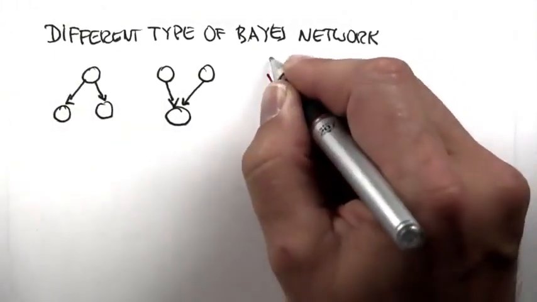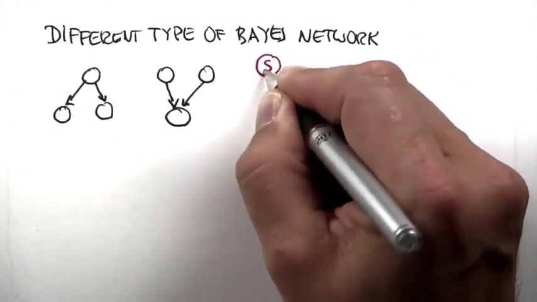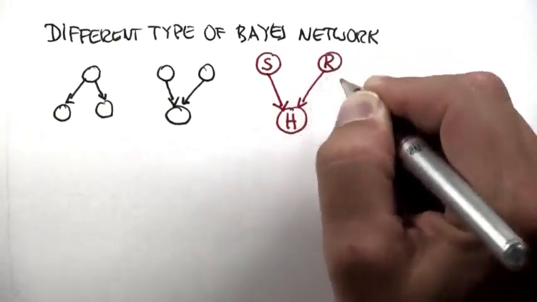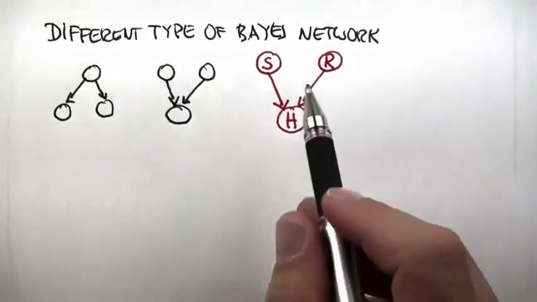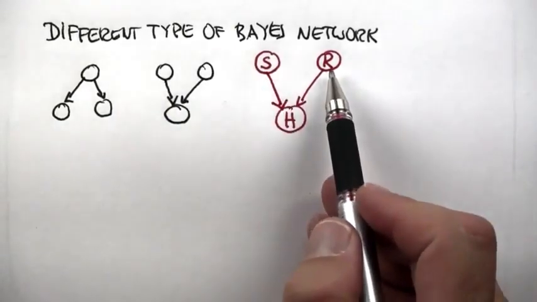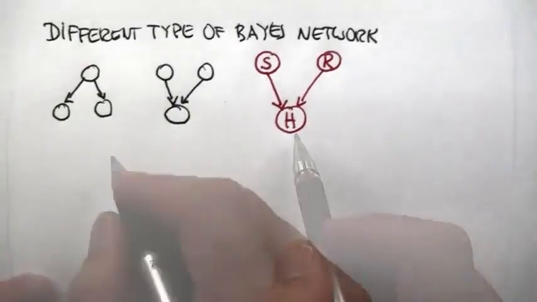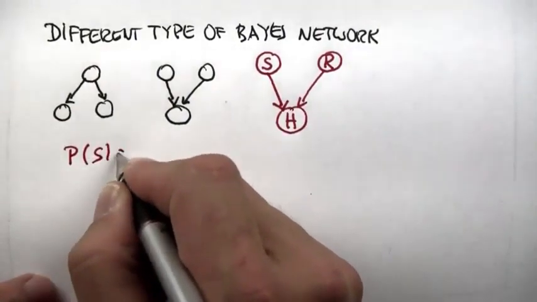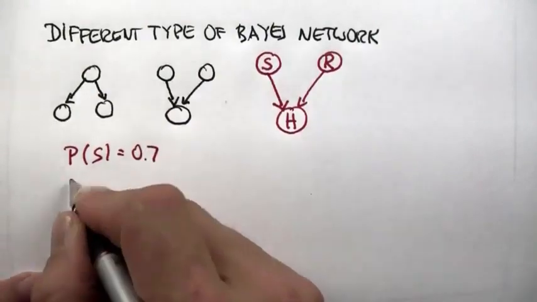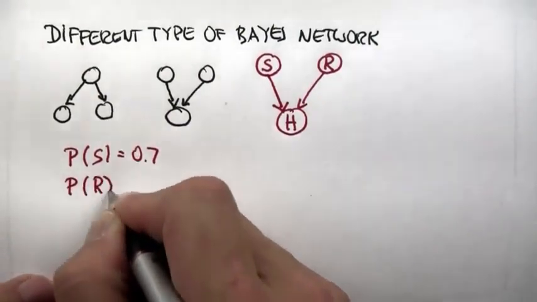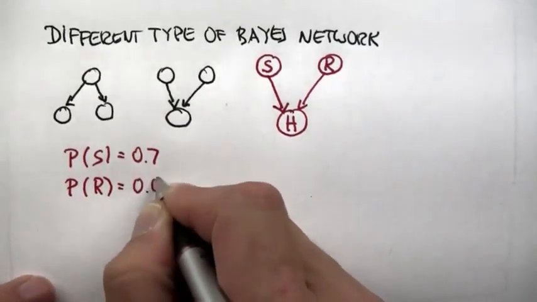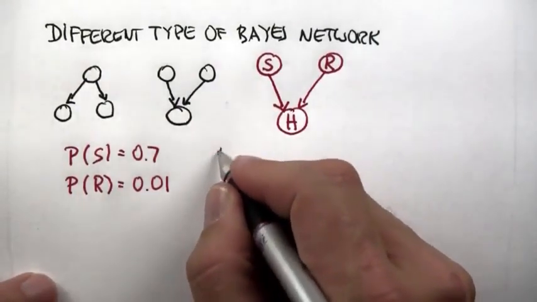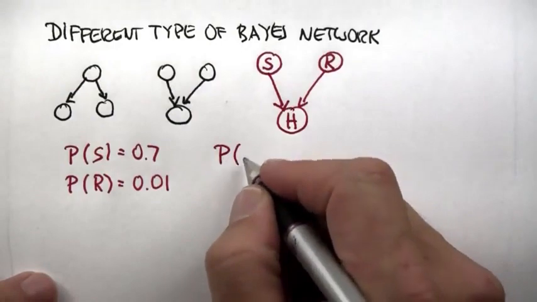What makes me happy is when the weather is sunny, or if I get a raise in my job, which means I make more money. So let's call this sunny, let's call this a raise, and call this happiness. Perhaps the probability of it being sunny is 0.7. Probability of a raise is 0.01.